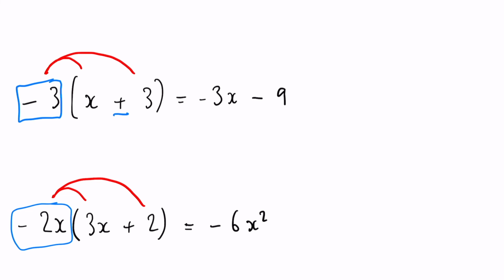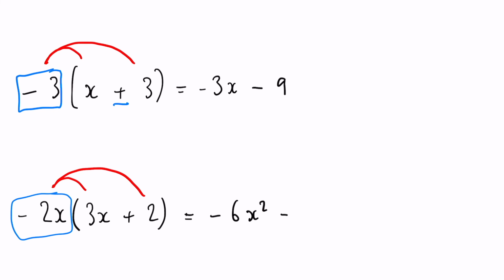And for the second claw, we have a minus 2x on the outside, multiplied by a positive 2. So, again, minus and a positive, our answer is going to be a negative. 2 times 2 is 4, and then we've got that x on the outside as well. And that is going to be our final answer.